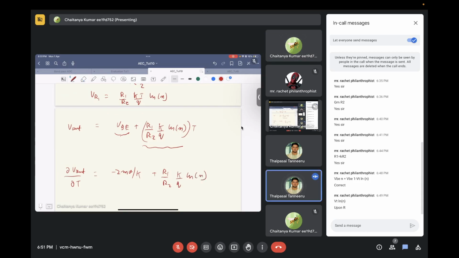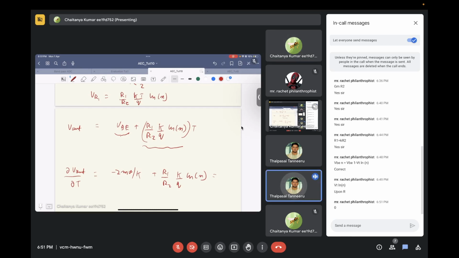Okay. Because by adding this, we get a proportionality later. This should be equal to PTAT. No, no, I am talking about the differentiation of the complete output voltage.